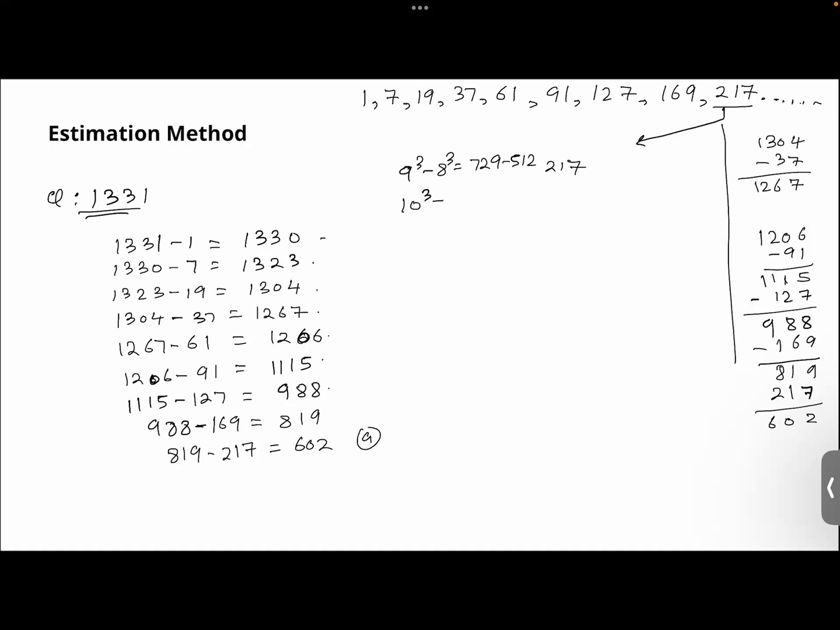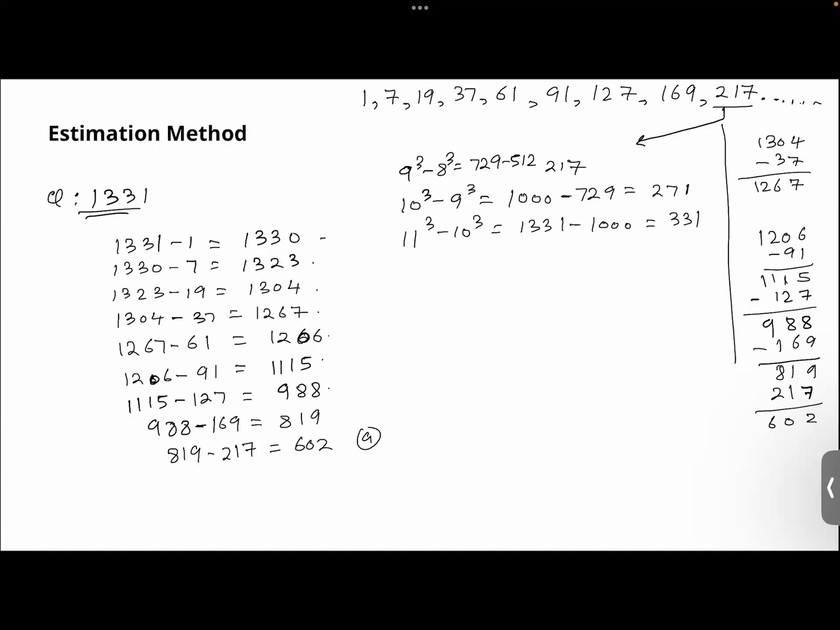So 10 cube minus 9 cube gives me how much? Ahmed, do tell me. 1000 minus 729. What is the value here? It's 271, isn't it? Then 11 cube minus 10 cube. Do tell me. It's 1331 minus 1000. That is 331. All right.